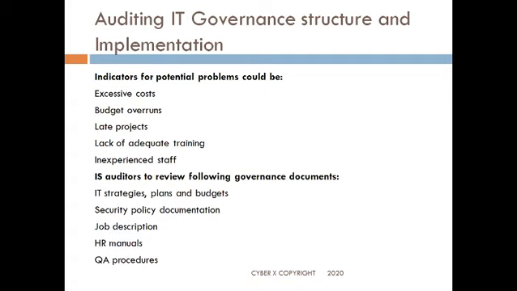When the IS auditor reviews such governance documents, they should see what the IT strategies, plans, and budgets are. They should look for security policy documentation. Where is it documented? What is the security policy of the organization? Job descriptions: how are job descriptions mentioned? What is the HR manual? How do onboarding and offboarding happen? QA procedures: what are the quality assurance procedures?